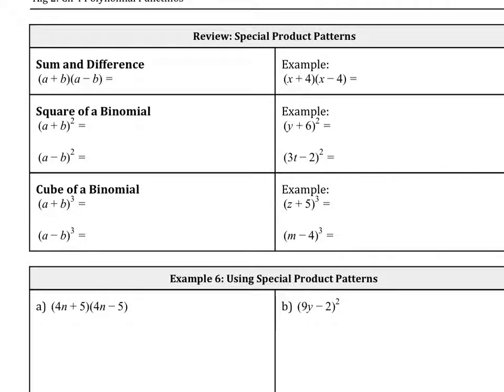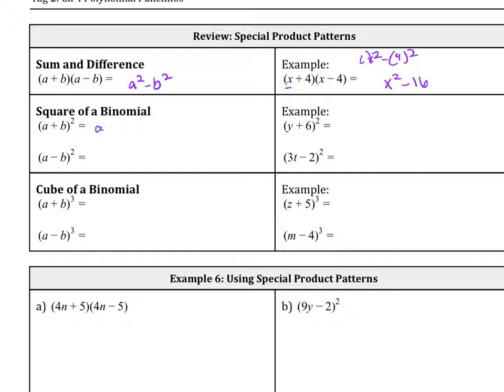So here's a review on special product patterns. This is from the previous video, and you could always watch the previous video, 4.2 day 1, in order to look at how we derived these. Now remember that the sum and difference, if you see an (a plus b) times (a minus b), that is just a squared minus b squared. So this on the right is just a squared minus b squared, so it's x squared minus 4 squared. So that is going to be x squared minus 16.